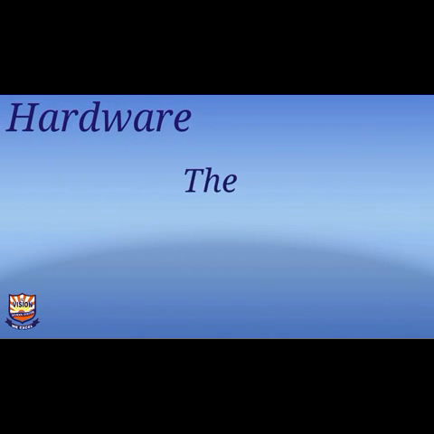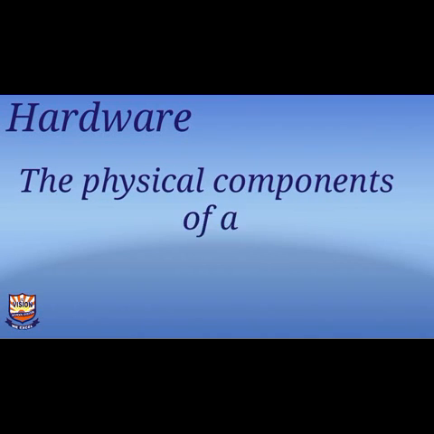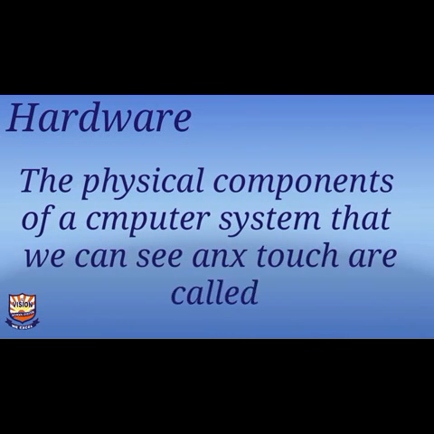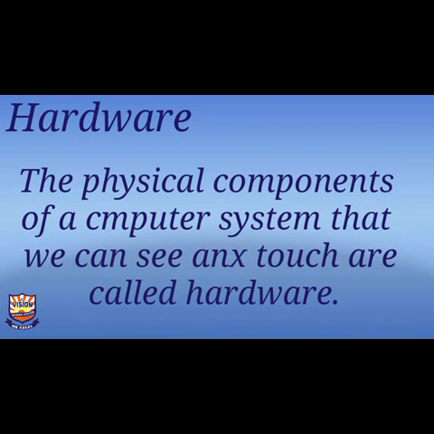The physical components of a computer system that we can see and touch are called hardware. Input and output devices, storage devices, and the central processing units are examples of hardware. Input devices accept input from the user and convert it into a form that the computer can understand.